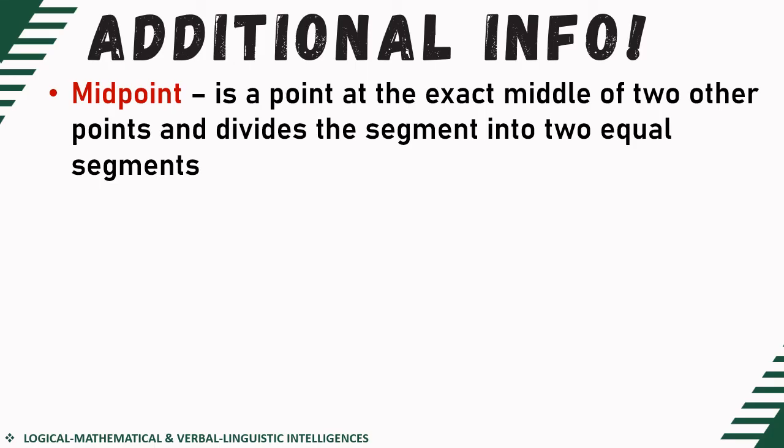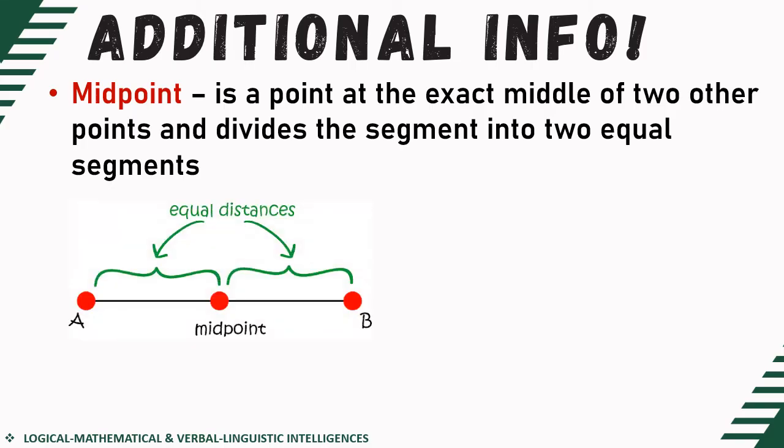For another terminology, we do have midpoint. A midpoint is a point at the exact middle of two other points and divides the segment into two equal segments. As an illustration, if we have this segment AB, and let's say we don't have a label for our midpoint, let's say this is X. Point X. Here, our midpoint is point X. As mentioned, a midpoint is located exactly at the middle of the two points.